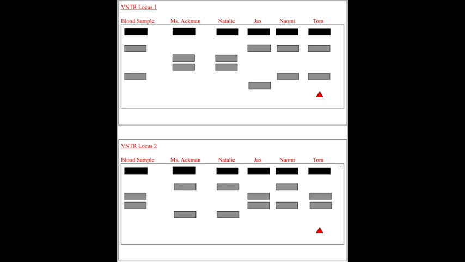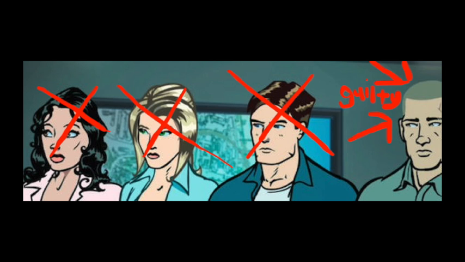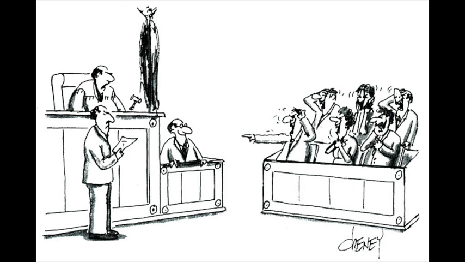Tom's alleles were a direct match to the alleles from the blood sample in VNTR locus 1 and locus 2. This is the definitive proof the cops needed to link Tom to the crime. When asked why he did it, he said, "I was tired of working and the vase was my way out." Tom was convicted and had to repay Miss Ackman for breaking the $1 million vase. As well, he was jailed for 6 months for breaking and entering.